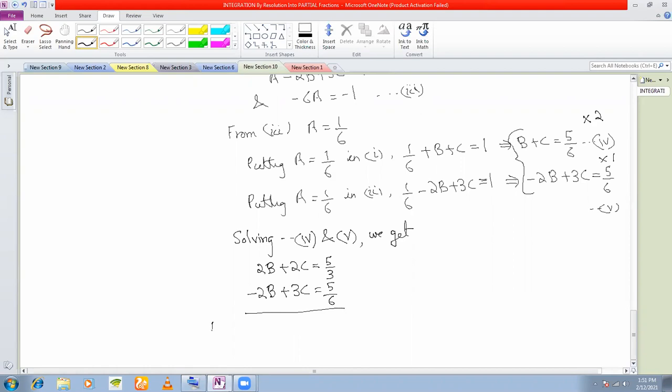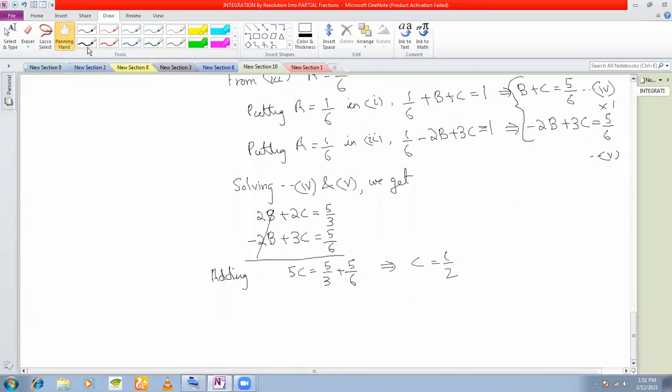So now what do you do? In order to cancel out b, you add the two equations. Adding, this gets cancelled. So what do you get? 5c is equal to 5 by 3 plus 5 by 6, right? So the value of c you will get as half. Now how do you get the value of b? Put c is equal to half in 4.